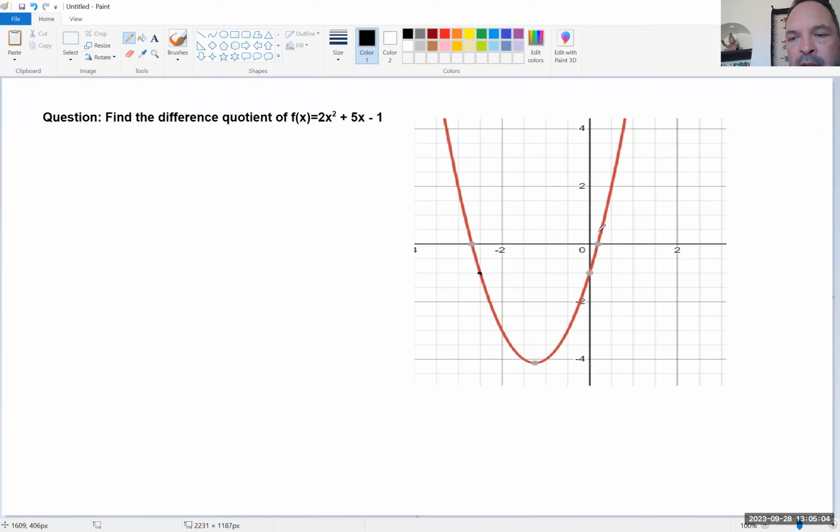So let's consider this to be x and this to be another point. And in between them, the size of that space is going to be h.